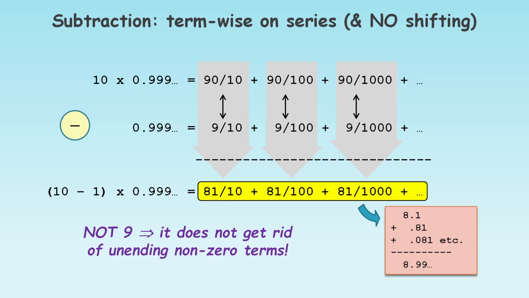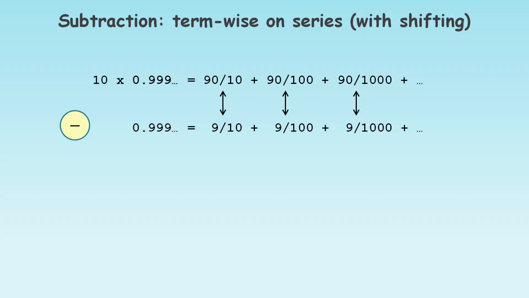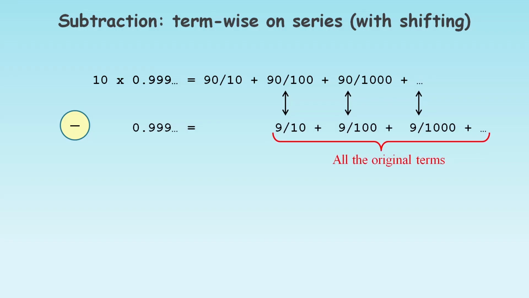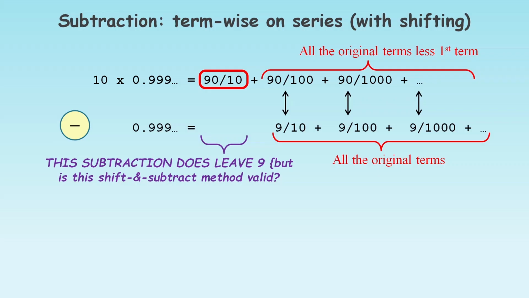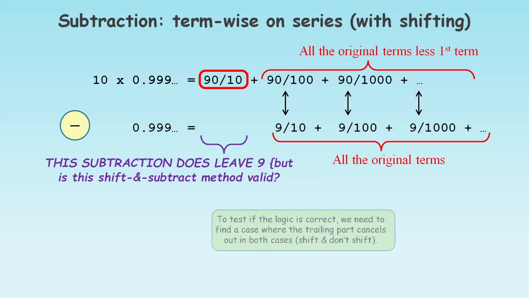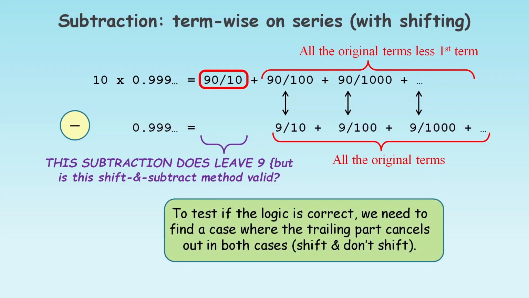In order to get 9, as in the so-called algebraic proof, we would have to shift the terms, breaking the one-to-one correspondence. And we would have to believe that we can match all of the original terms with all the original terms apart from the first term. But can we really do this? We could test if this logic is correct if we could find a case where the trailing part cancels out in both scenarios, when we shift the terms and when we don't shift the terms.